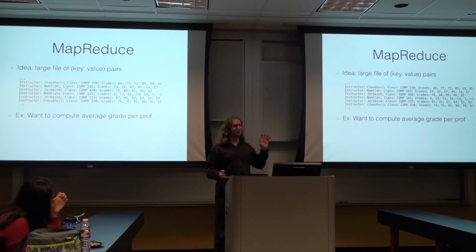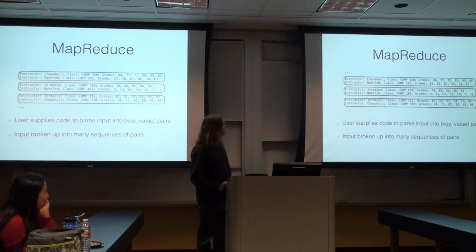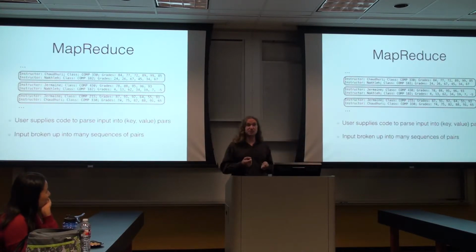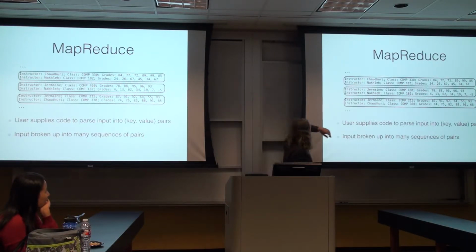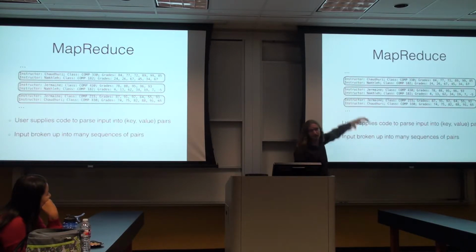So we have this huge file of grades, and we want to compute an average grade per professor. Okay? And so what happens in MapReduce is that the user supplies some code to parse the input into a bunch of key value pairs. Okay? And the MapReduce system uses that code to break the input up into many sequences of pairs. So what happened in this case is I had 6 pairs, right? And the MapReduce software decided to break it up into 3 sequences of 2 pairs.